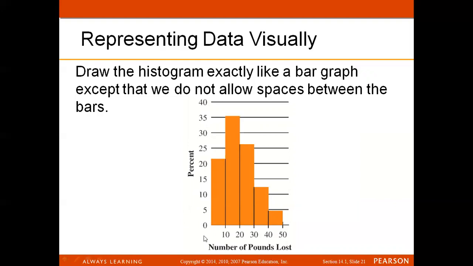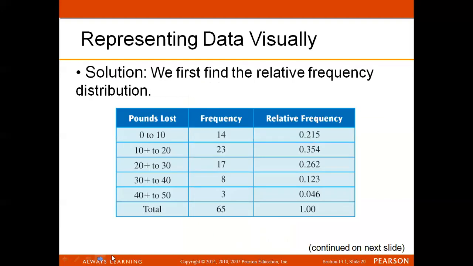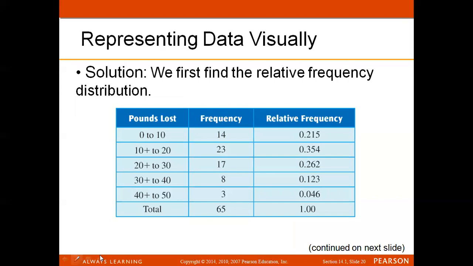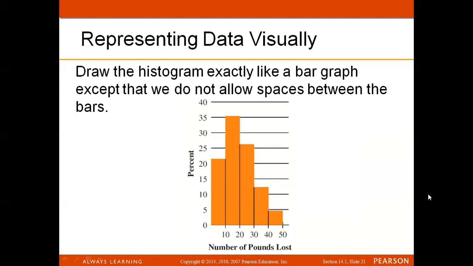So between 0 to 10, we have 21.5%. From 10 to 20 pounds, we go up a little above the 35%, 35.4, right? So in a bar graph, the bars do not touch. In a histogram, the bars do touch because there are intervals of data.